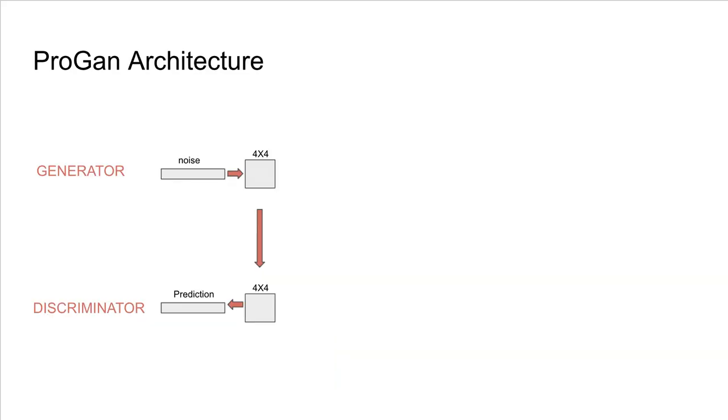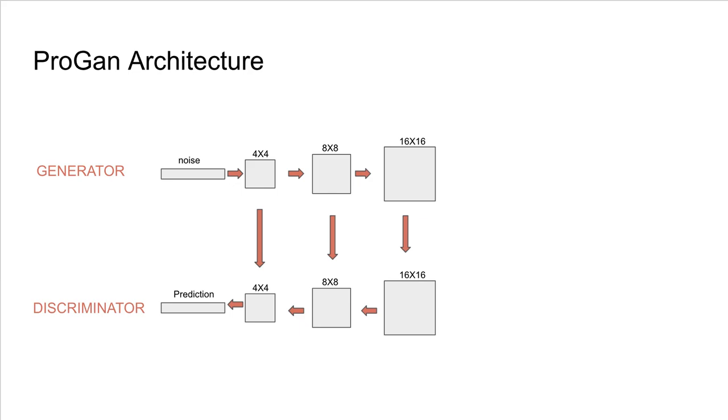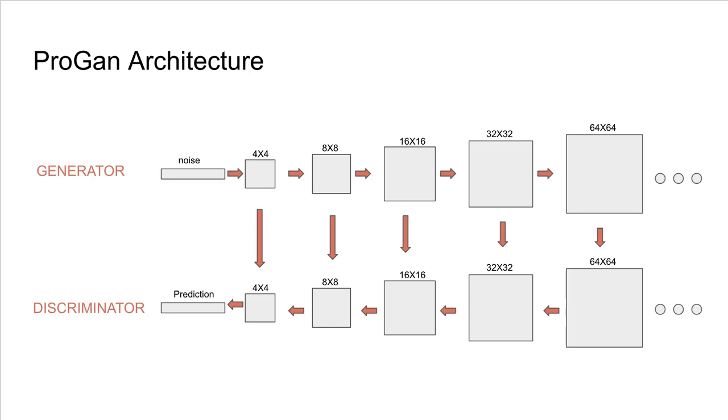Now, allow me to explain the architecture of this model. We start by generating noise and converting it through a convolutional layer to size of 4x4. Then this is passed to a discriminator that tries to figure out whether what it sees is real or fake, just like any other GAN. When we are done training this resolution, we can increase it by a factor of 2 to 8x8 and continue training. This process can go on to 16x16, 32x32, and so on.